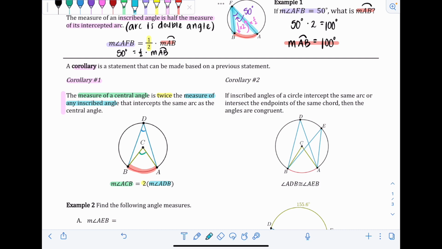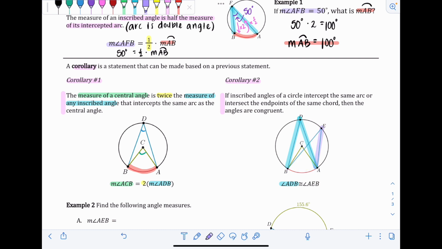Okay, corollary number 2. If inscribed angles of a circle intercept the same arc or intersect the endpoints of the same chord, then the angles are congruent. In this case, we have angle ADB, this angle right here, and we have angle AEB, which is this angle right here. And they intercept the same arc.